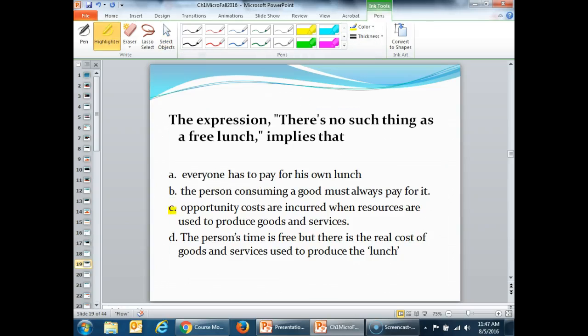Basically, the opportunity costs are incurred when resources are used to produce goods and services. That's very true. Some people would say the person's time is free, but there is the real cost of goods and services used to produce the lunch. Well, I already paid for those. I already paid the real cost of goods and services because I paid for them, and I'm giving you the lunch for free. So the person's time is free? No. A person's time is never free. You're always giving up something.